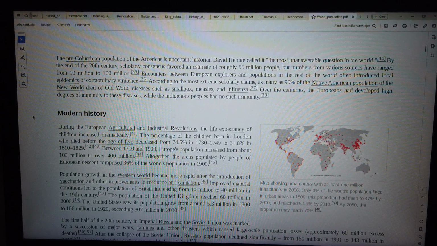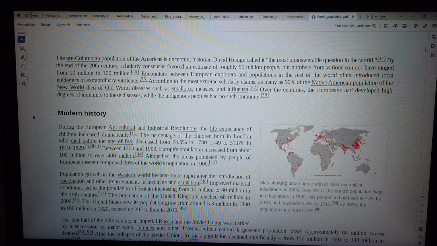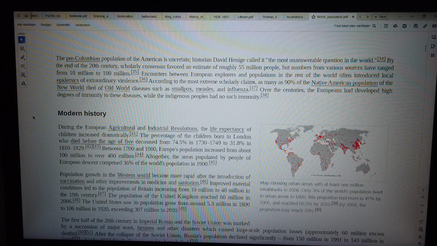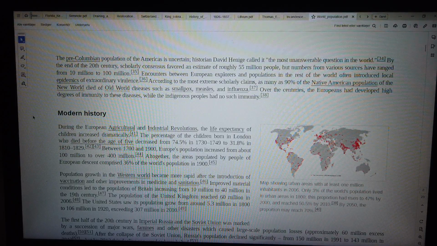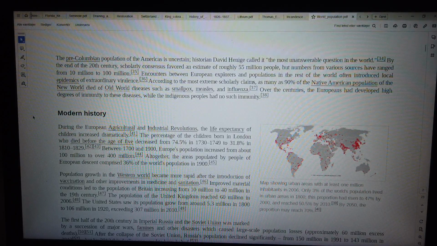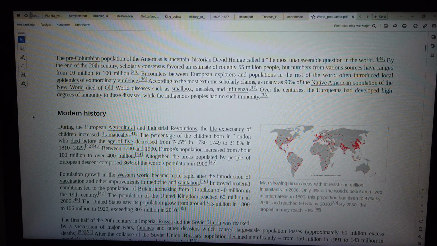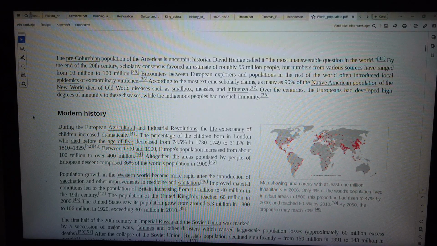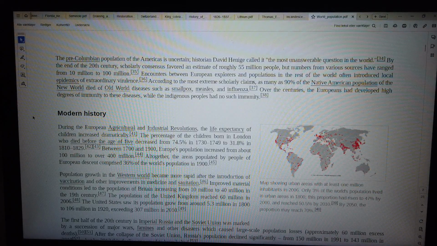Map showing urban areas with at least 1 million inhabitants in 2006. Only 3% of the world's population lived in urban areas in 1800. This proportion had risen to 47% by 2000, and reached 50.5% by 2010. By 2050, the proportion may reach 70%.